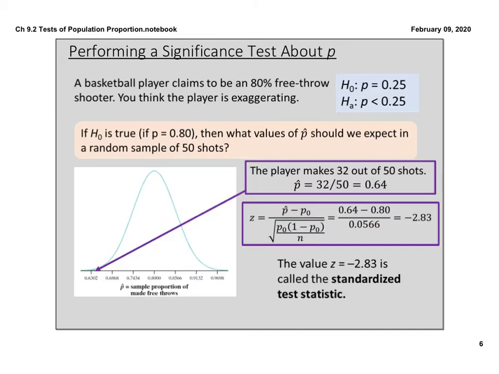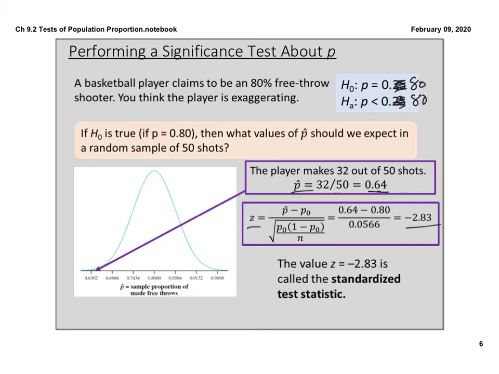So now that I know all of those, here's that wrong value. You can cross that out if you see it, but it's 0.8. I just had the wrong value in that box. So then what I want to know is, if the player makes 32 out of 50 shots, my p-hat value is 0.64, then what z-score is associated with that?